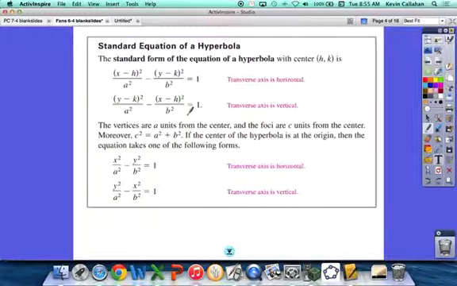The transverse axis is the thing that defines whether it's horizontal or vertical. So we have two of them: we have a horizontal and we have a vertical. What's the difference in the equations between those two?